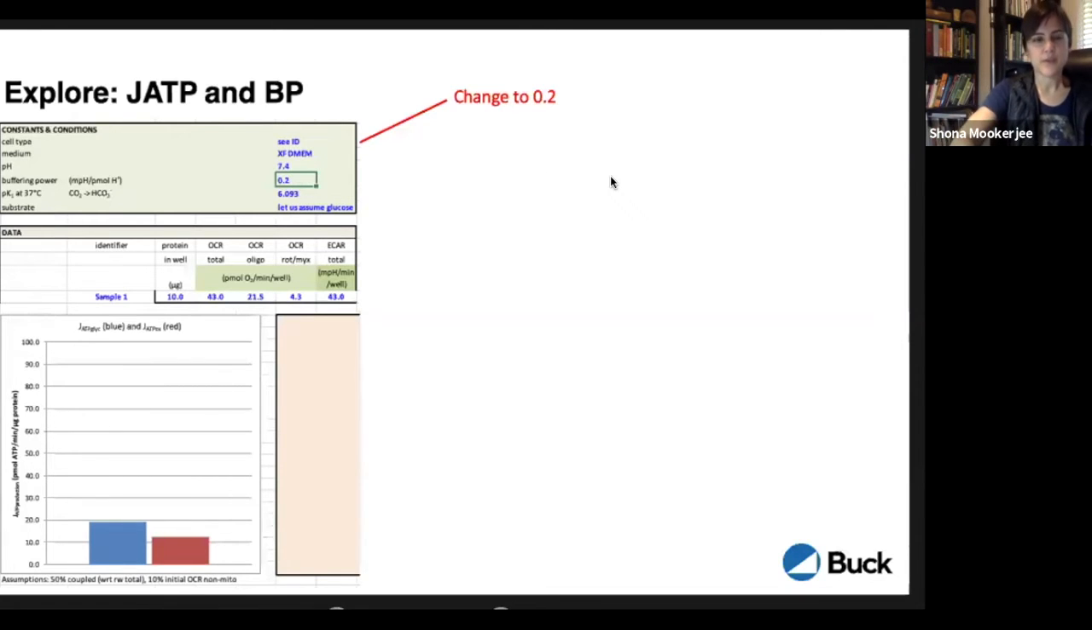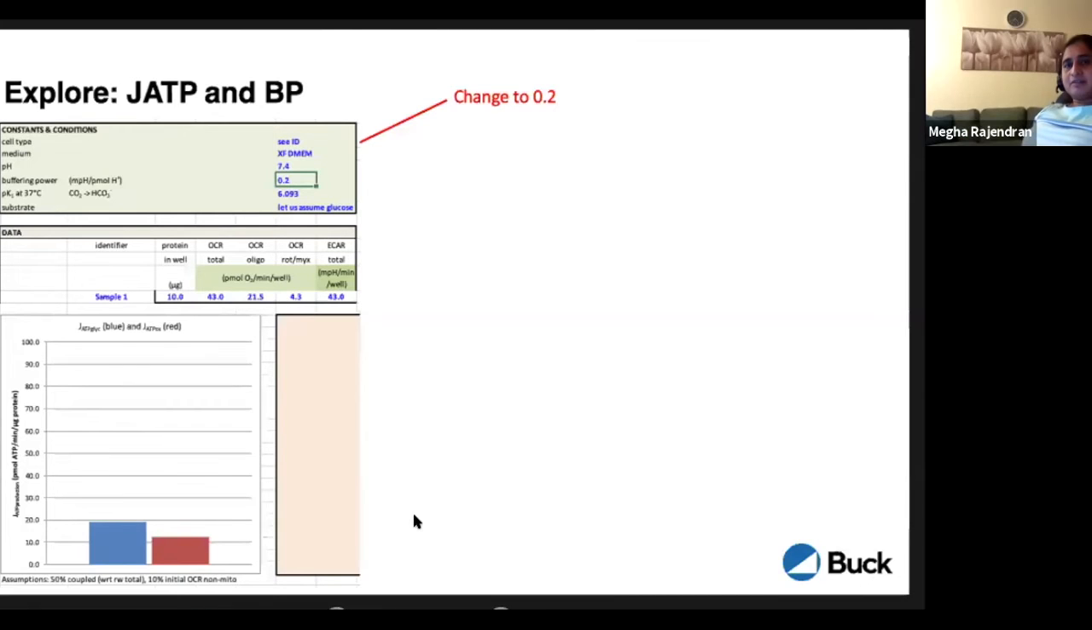And so for everyone who's using the standard XF DMEM, that buffering value is actually already programmed in, but it never hurts to confirm that it's correct, just as a means of understanding your experiment. And if you ever change the medium and use a different one, it's crucial to understand the buffering of that medium in order to make an assessment of the ATP calculation. Any other observations about buffering power and its influence on glycolytic ATP production?